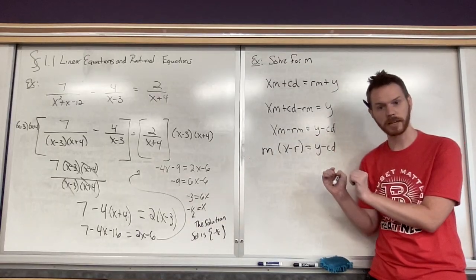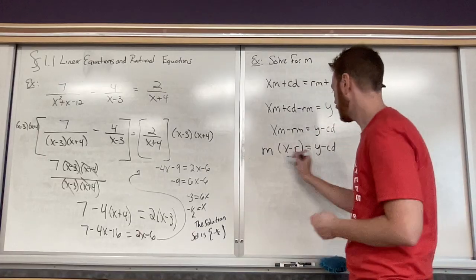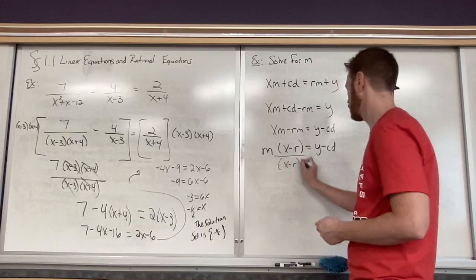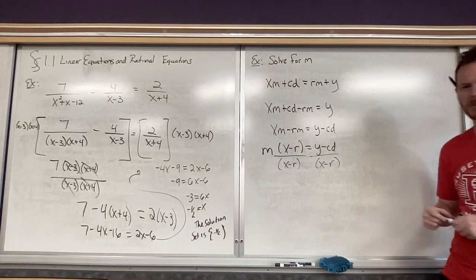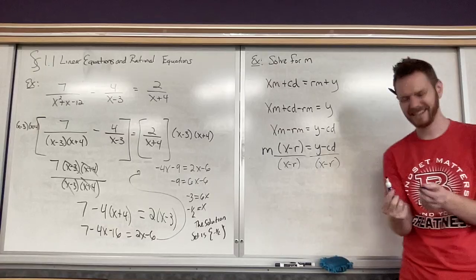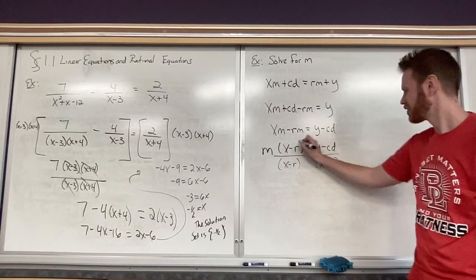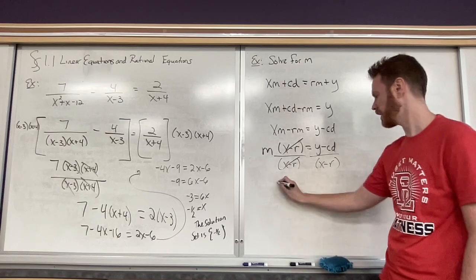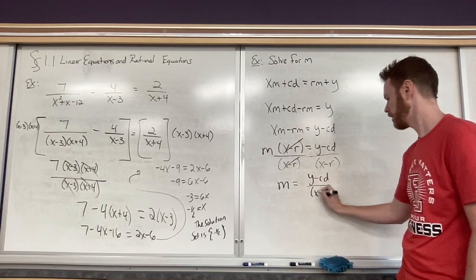What's the opposite of multiplication? Division. So what I'm going to do, I'll do it in a different color. I'm going to divide both sides by x minus r. Okay? It doesn't look like it's a different color. It's a dark blue. So my bad with that, I apologize. So we're going to reduce by canceling those out. So m is equal to y minus cd over x minus r.